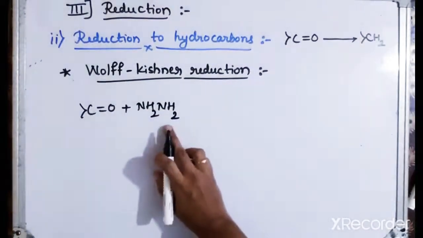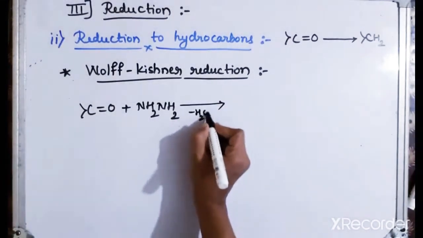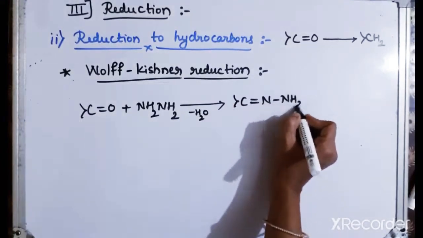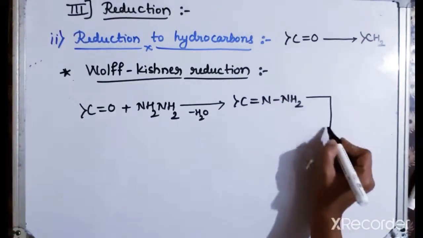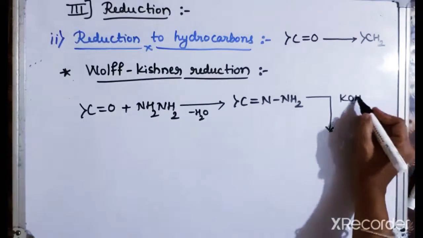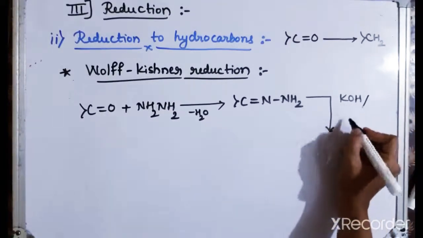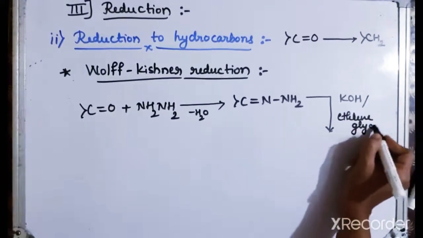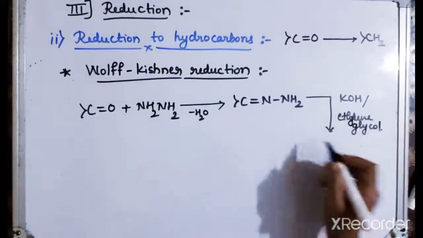So when it is treated with hydrazine, what are we getting? We are getting hydrazone as a product. By the elimination of water, we are getting hydrazone as a stable product. This hydrazone formed is further treated with potassium hydroxide or sodium hydroxide and heated in a high boiling solvent like ethylene glycol. It is heated with KOH in ethylene glycol.